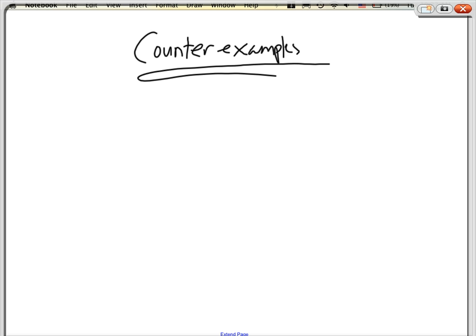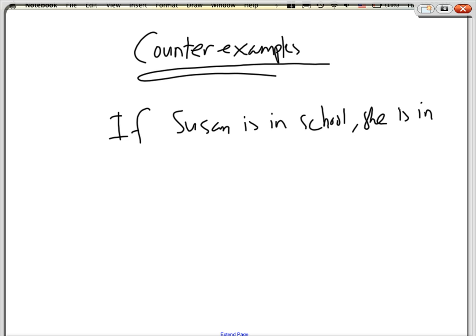So what are counterexamples? What do we use counterexamples for? Well, let's take a look at this one. Here's a sentence. If Susan is in school, then she is in math. What's wrong with that conditional statement? Can you find any error in logic?